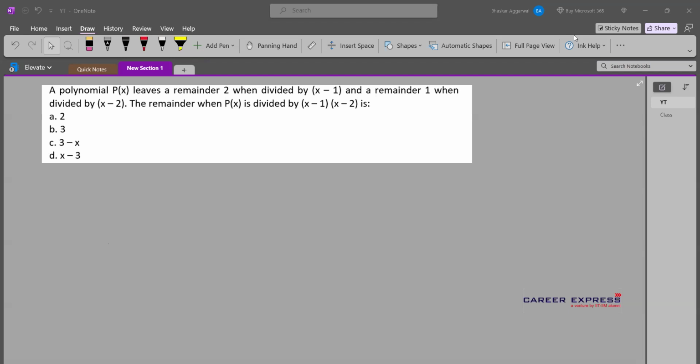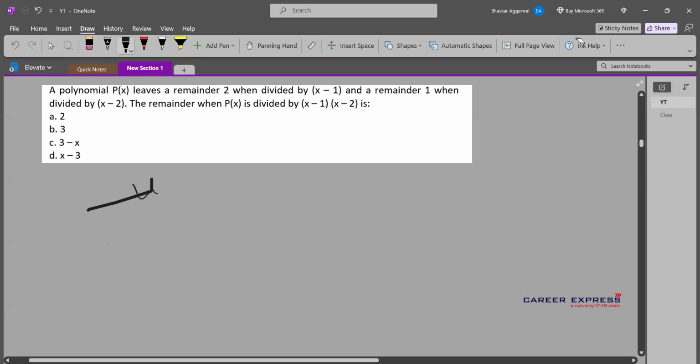This is a question from the IPMAT Indore exam 2023 QA section. Here we have a polynomial P(x) which leaves remainder 2 when divided by x minus 1 and remainder 1 when divided by x minus 2. So we need to find the remainder when the same polynomial P(x) is divided by (x minus 1) and (x minus 2) multiplied.